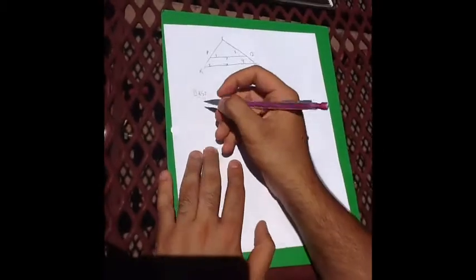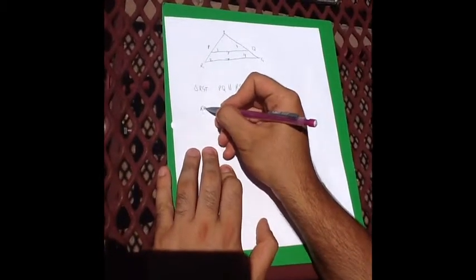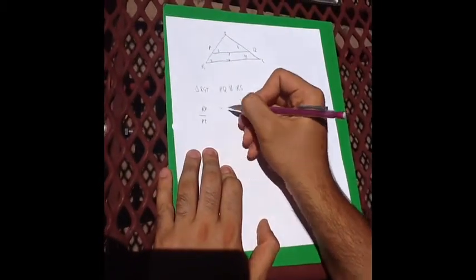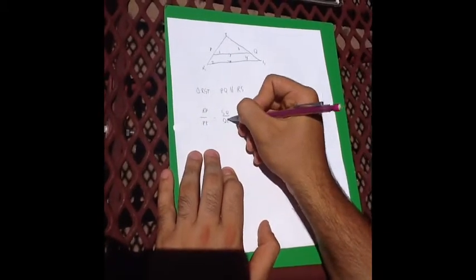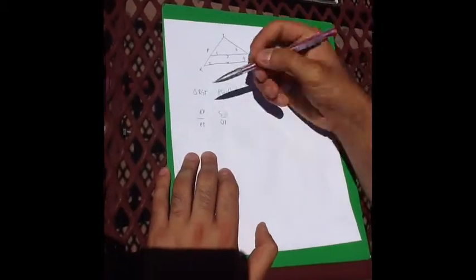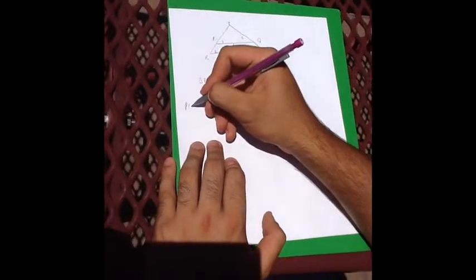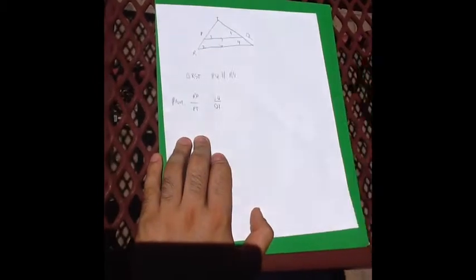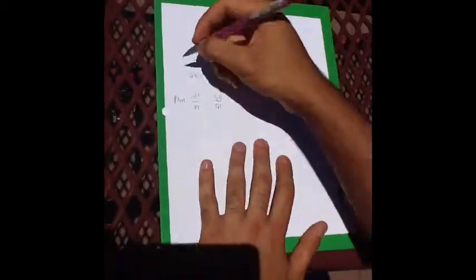So what we have to prove is that RP over PT is equal to SQ over QT. You guys remember? All right. So the ratio of RP over PT is equal to the ratio of SQ and QT. That's what we've got to prove. Okay. So let's get started.